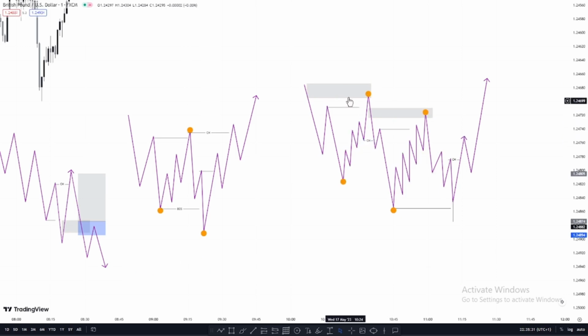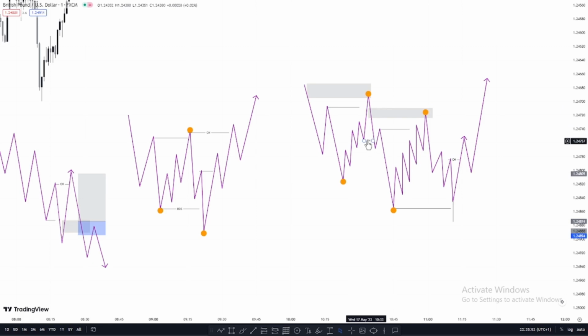Why? Because it has tapped into your higher time frame point of interest. Power changes hands here. The bulls were in control before. But when they got to this point, the bears took over and pushed price down to take out this first internal structure low here. So this is your CHoCH, change of character.